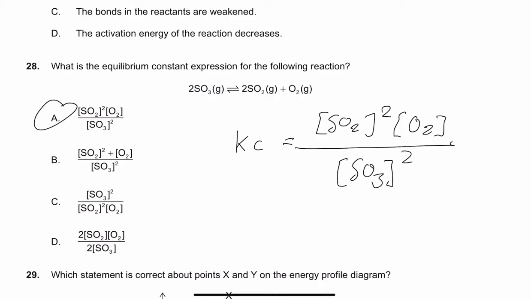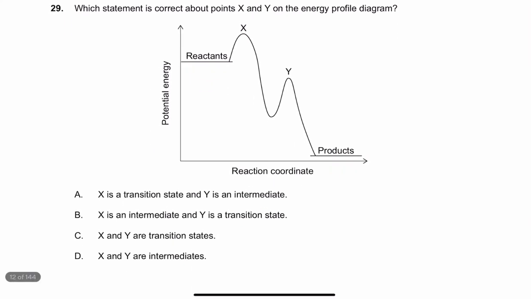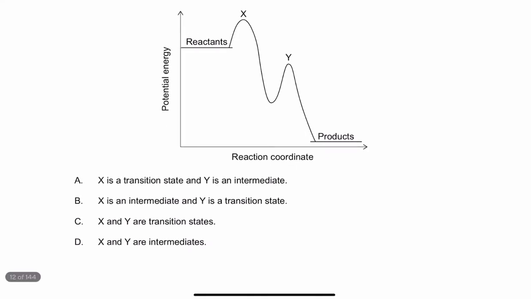Yeah, it's A. A matches with that. Very easy one again, pretty simple. Which statement is correct about points X and Y in the energy profile diagram? Okay, X is transition, Y is intermediate. No, in this case they are both transition states, and yeah, that's an option, option C.